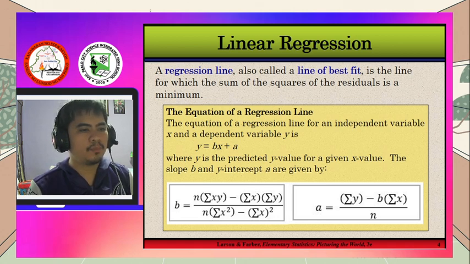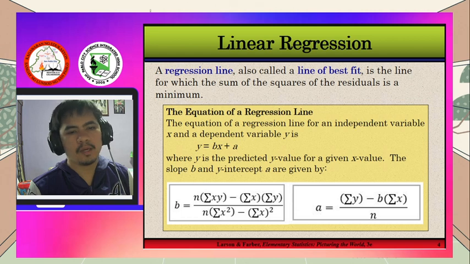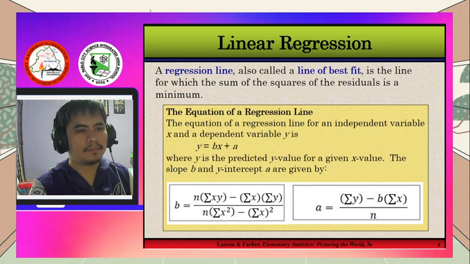For the slope, we have the formula: n, the sample size, times the summation of xy, minus the summation of x times the summation of y, divided by n times the summation of x squared minus the square of the summation of x. For the y-intercept, denoted by a, we have the summation of y minus the slope times the summation of x, divided by the sample size. Take note of these formulas.